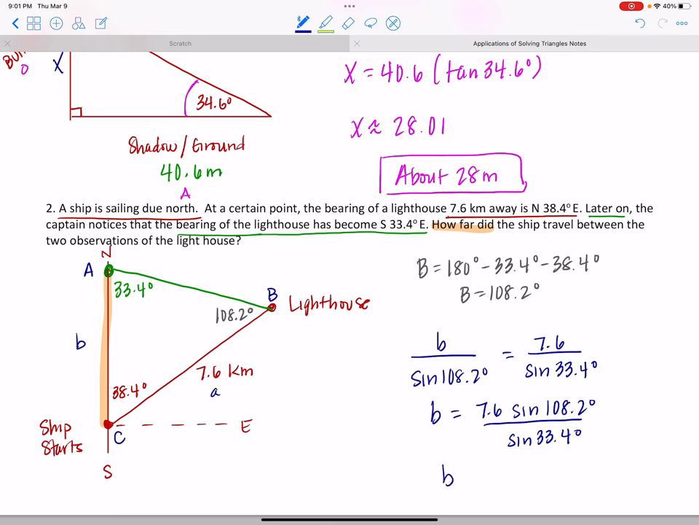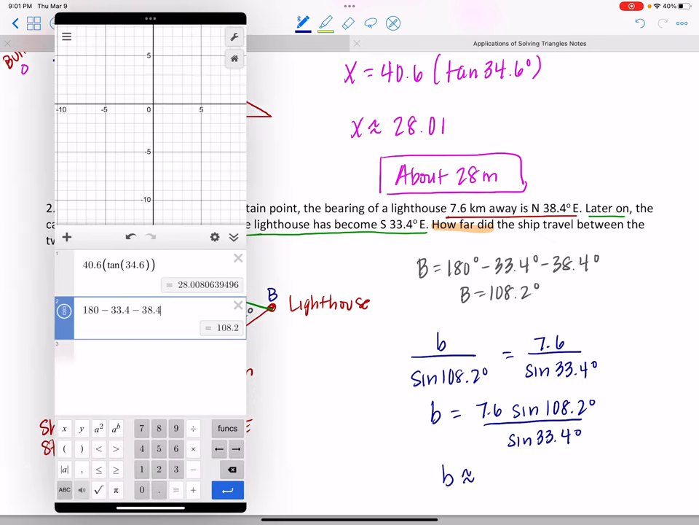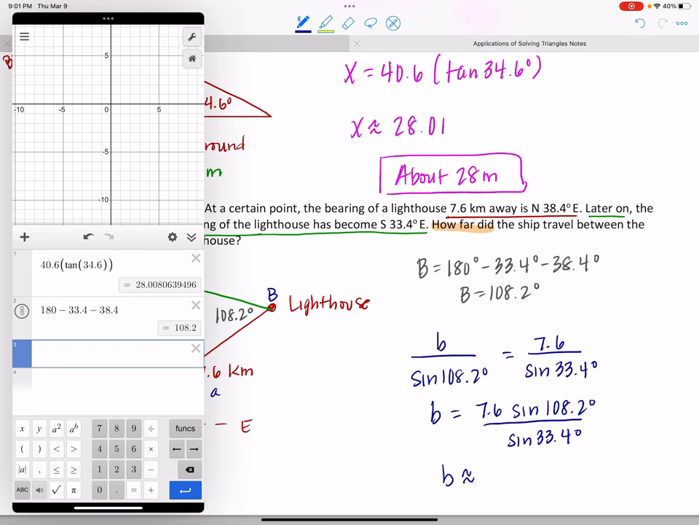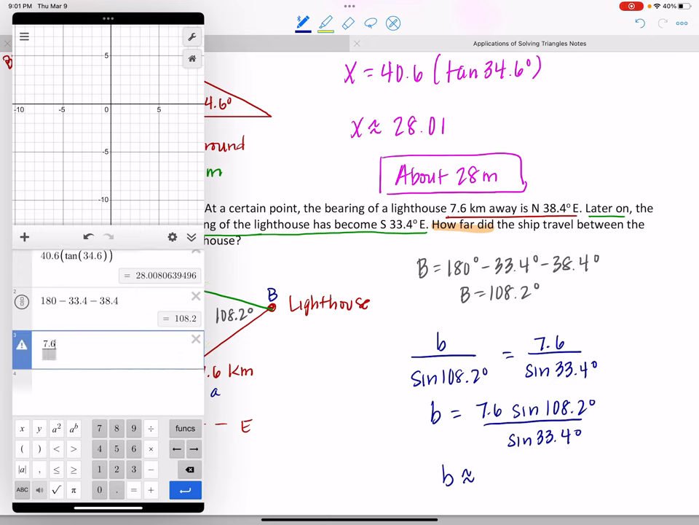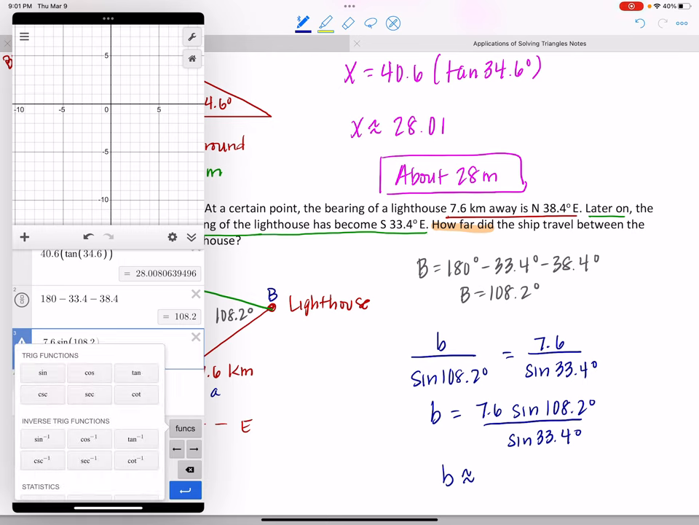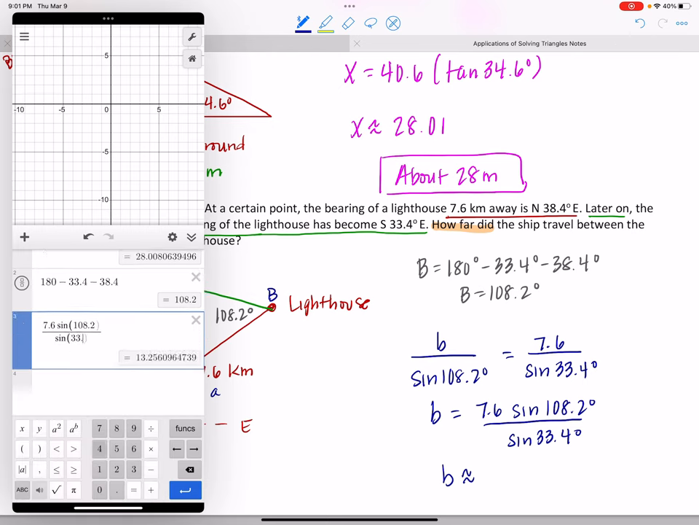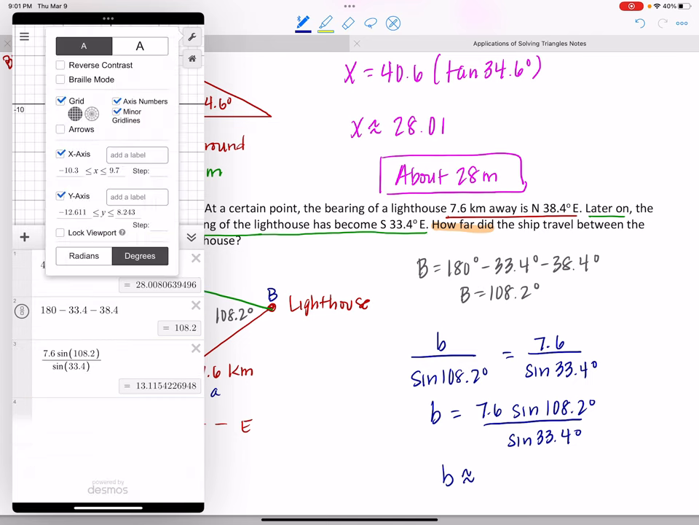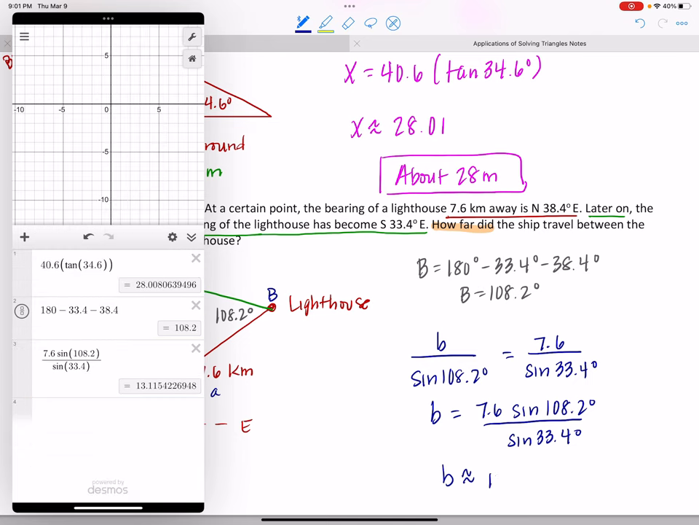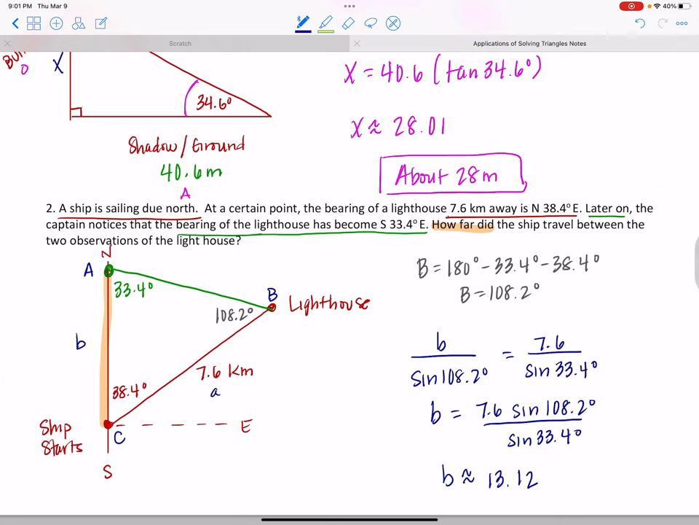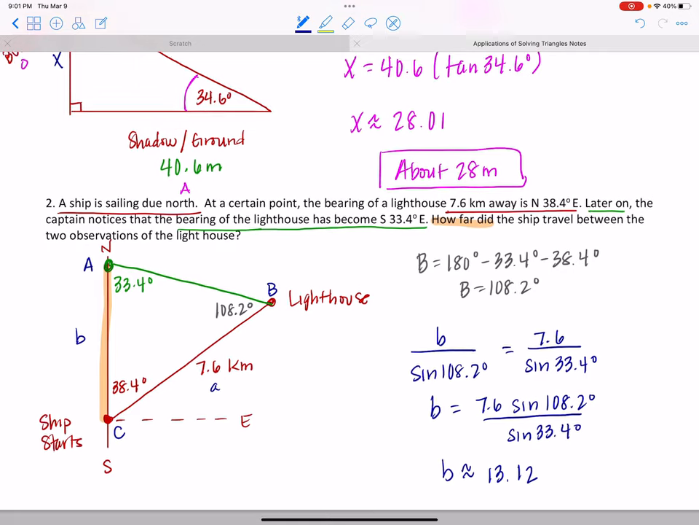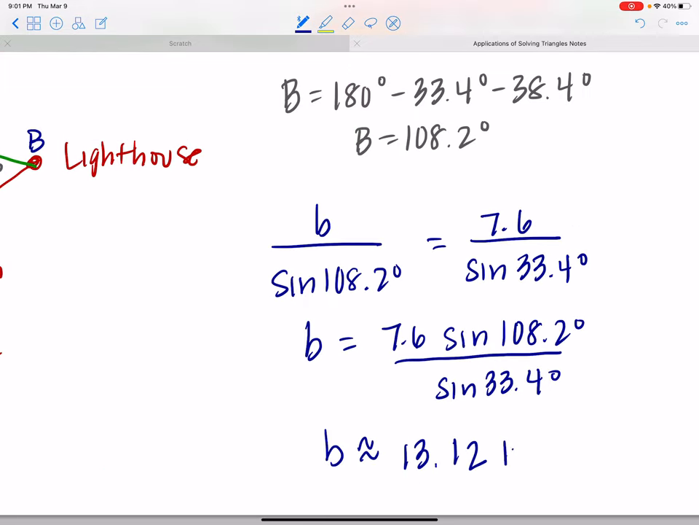And now the really easy part. Let's make sure we can approximate this with the calculator. Make my fraction on the top: 7.6 times the sine of 108.2, and then divide by the sine of 33.4, and again, make sure we're in degrees. Yep. So B is going to be approximately 13.12-ish, and that is, in this case, kilometers. So the ship has traveled 13.12 kilometers from where it started.